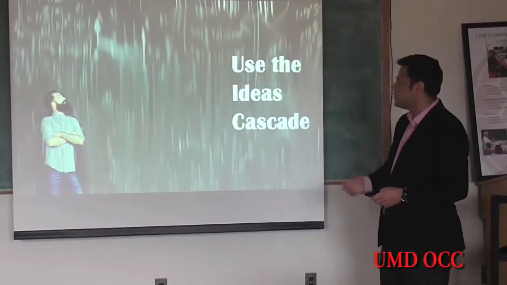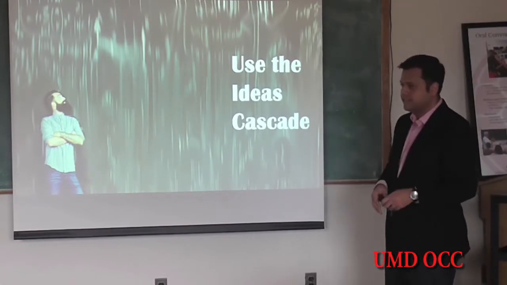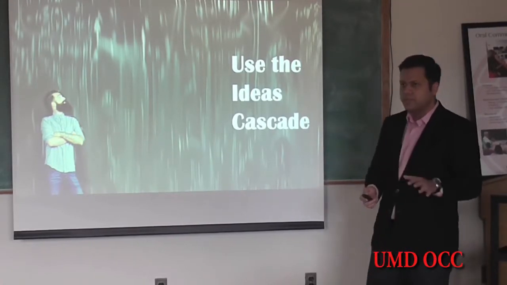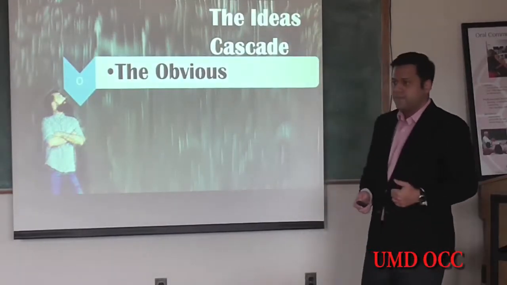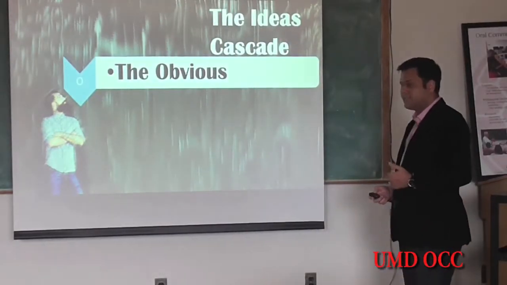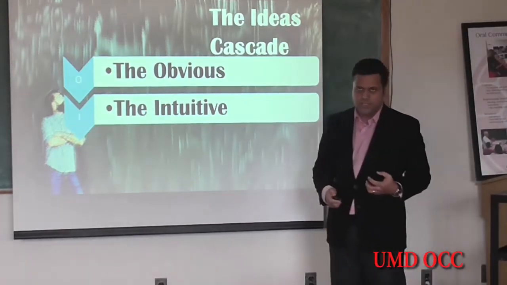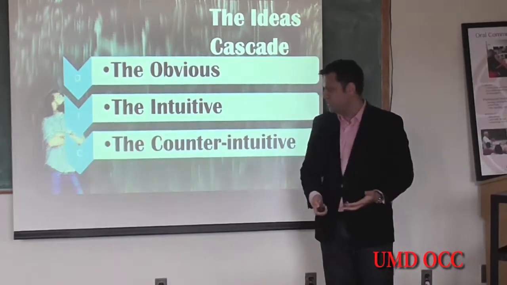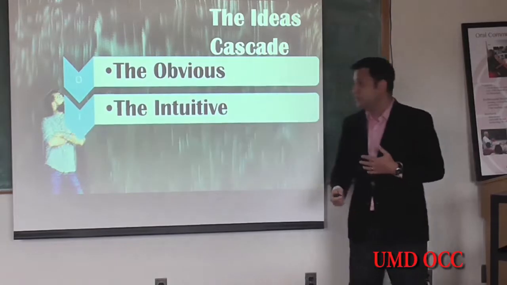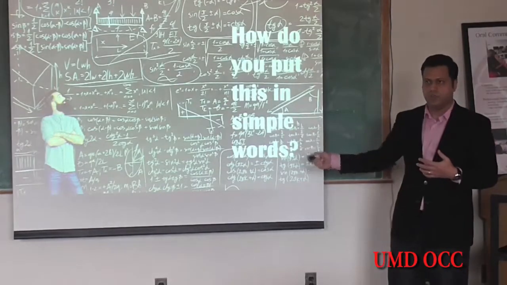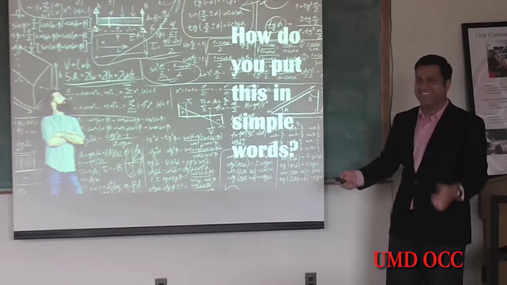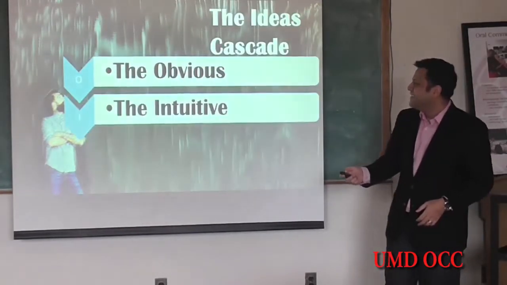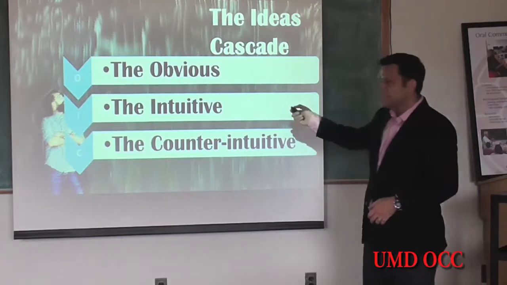And for that, you have to use what I like to call the ideas cascade, which is a simple 3-step process. What you do first is you present the obvious, follow it up with the intuitive, and then present the counterintuitive. Now, to a person like me, this is not intuitive, right? But to you it is, in some ways. But I need something obvious.